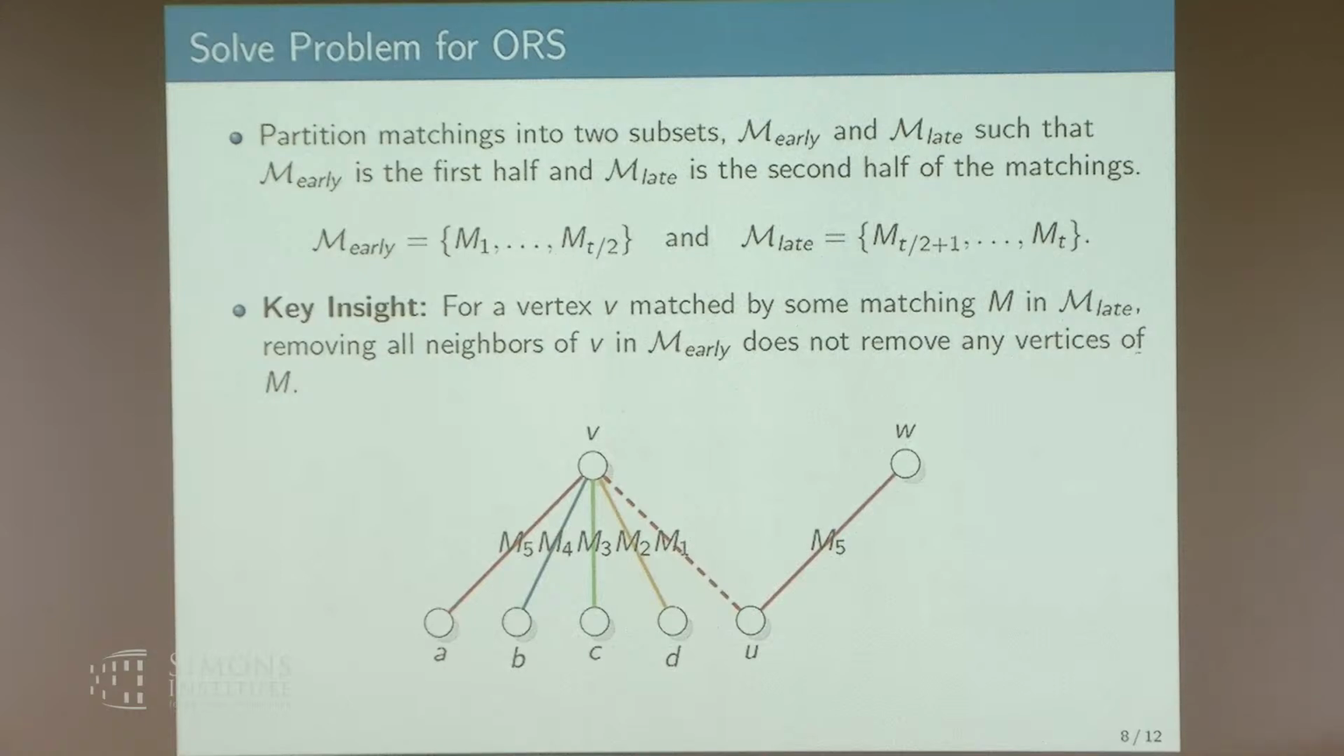So how are we going to make more sense of this? I'm going to partition the vertices into two sets, early and late. The early ones are chosen from the first half, and the late ones from the second half. Now again, if I pick a matching from the late set, pick a vertex from this matching, and remove all of its neighbors, then I'm not going to pick any other vertices from this matching. This gives us the same intuition as in the Ruzsa-Szemeredi graph.